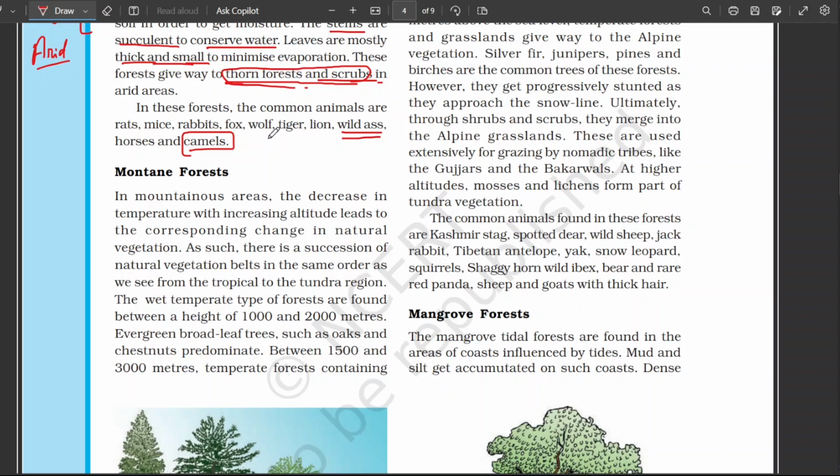Now montane forests. In mountainous areas, the decrease in temperature with increasing altitude leads to a corresponding change in natural vegetation. What is happening? As we go higher, the temperature will decrease and because of this, your vegetation will also change with height. If climatic factors are changing with altitude, so your vegetation and fauna available there will also change accordingly. As such, there is a succession of natural vegetation belts in the same order as we see from tropical to the tundra.